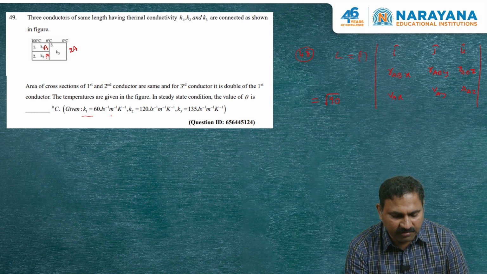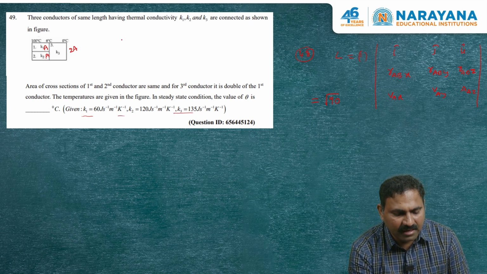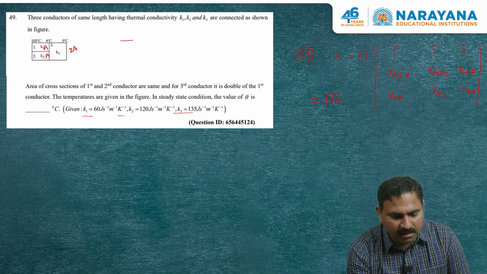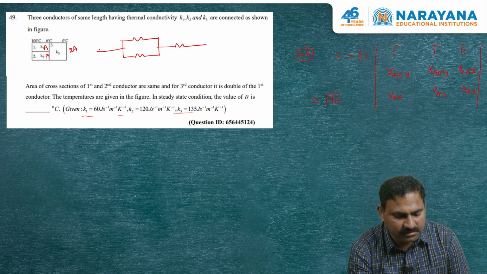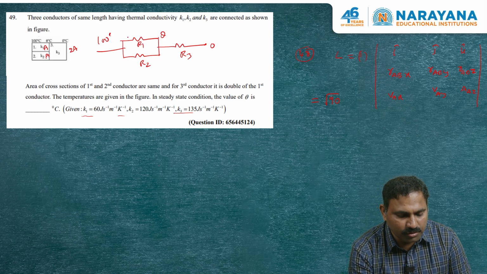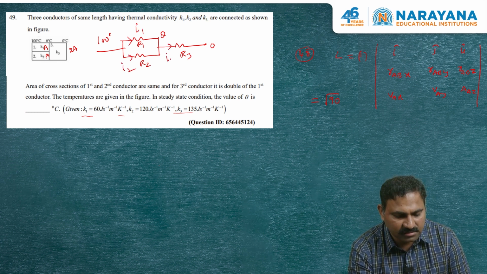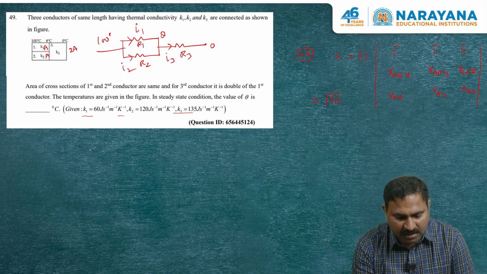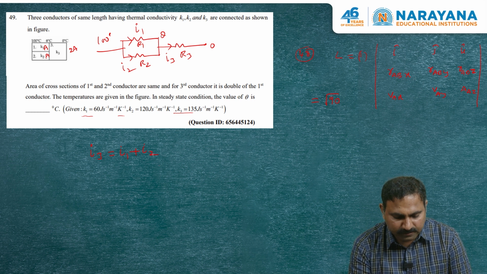So, here all values are given, K1, K2, K3, everything is given. This situation can be taken as a parallel combination of two resistors connected in series with a third resistor like this. It is 100 degrees centigrade, it is theta, it is 0 degree centigrade. This is R3, this is R1, this is R2. Suppose the current flowing through this is I1, this I2, this I3. So, thermal currents can be related as I3 equal to I1 plus I2.